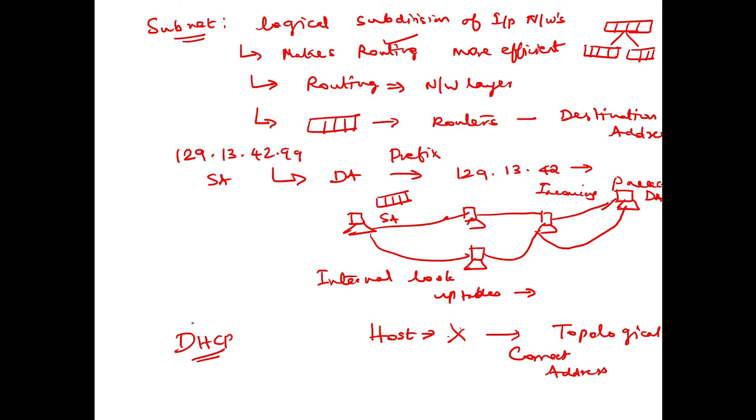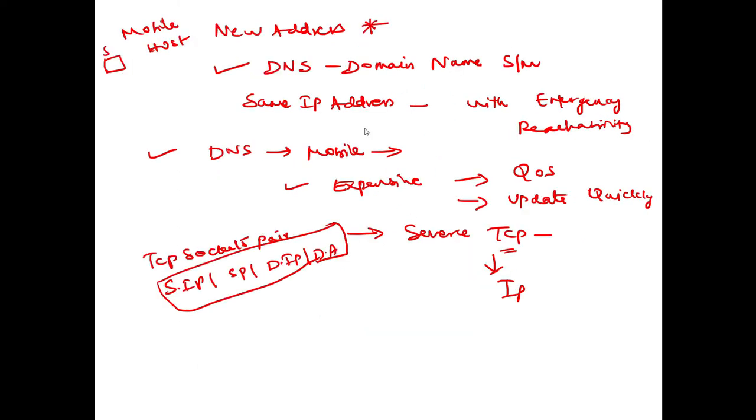This is addressed by means of a protocol called DHCP. DHCP stands for Dynamic Host Configuration Protocol. When we are going for multipath routing, it is difficult and sometimes impossible to find the mobile host and search for a new address. So for that we go for the Domain Name System. DNS stands for Domain Name System.